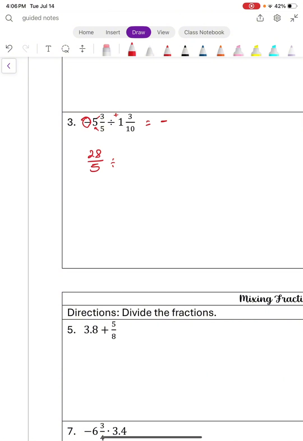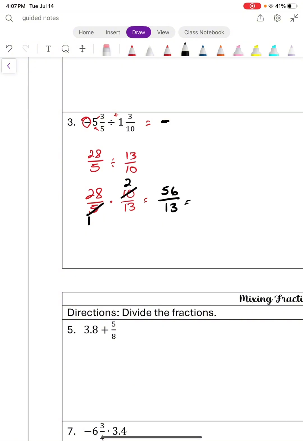I'm going to leave it divided by right now. 10 times 1 is 10, plus 3 is 13. Now to divide, we're going to flip and multiply. 28 over 5 times 10 over 13. Again, reminder, our answer is going to be negative. Don't forget about it. 5 and 10 reduce. They're both divisible by 5. 5 times 1 and 5 times 2. 28 and 13 are not reducible. Multiply the tops gives you a 56. Multiply the bottoms gives you a 13.